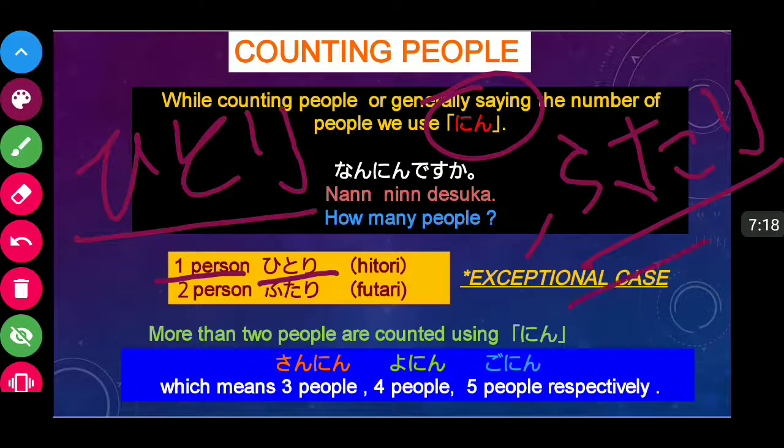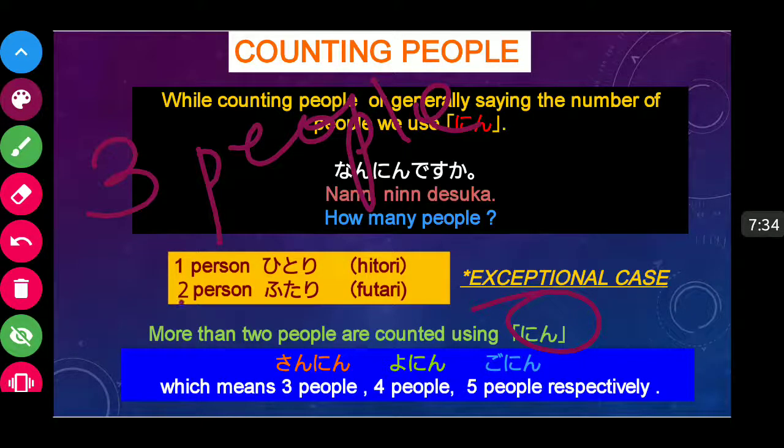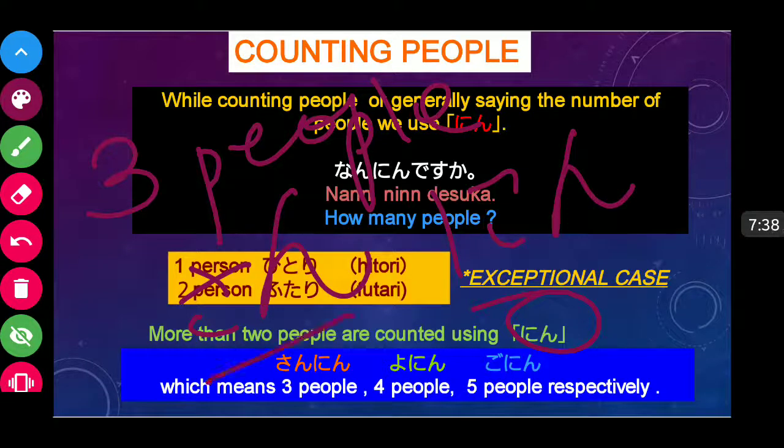Hitori and futari. One person is called hitori, two people is called futari. More than two people are counted using nin. Three is san, so three people will be san nin.